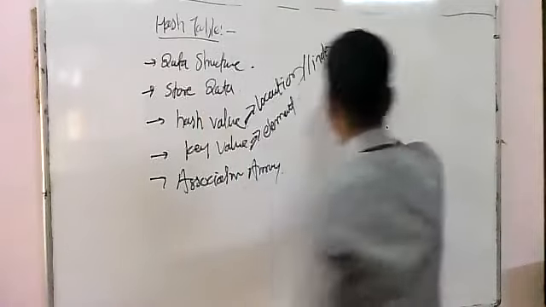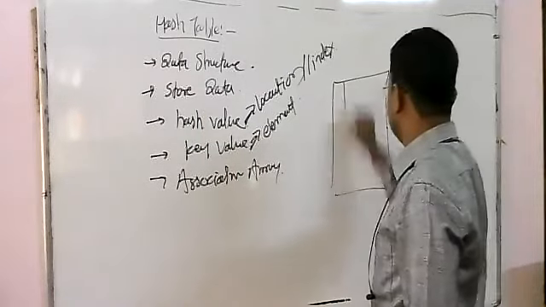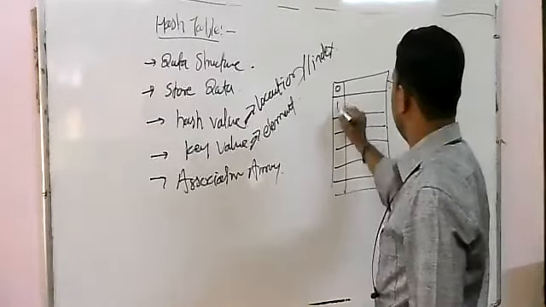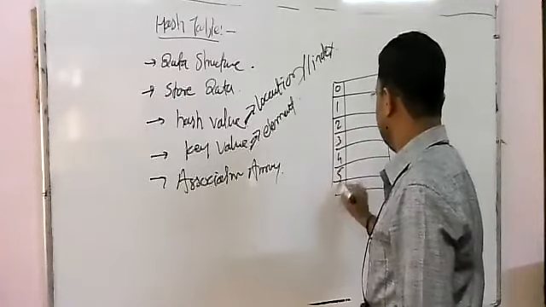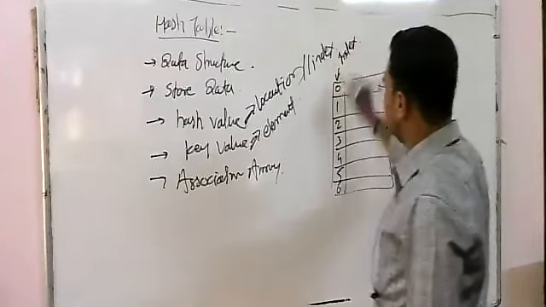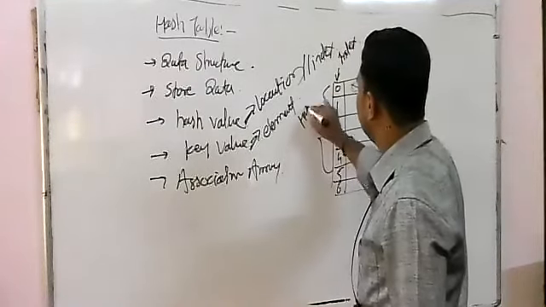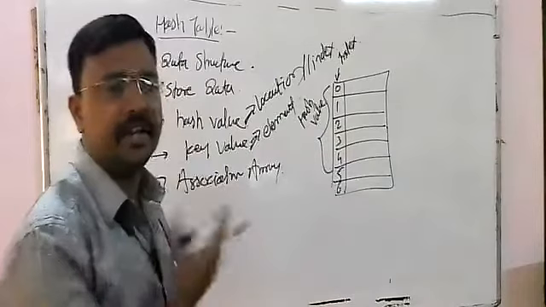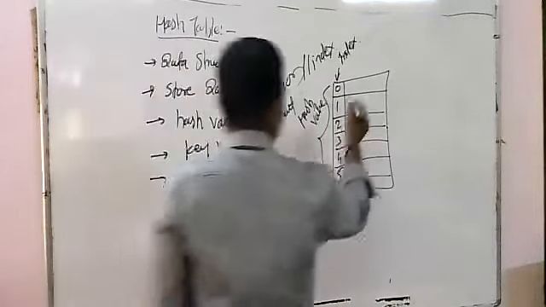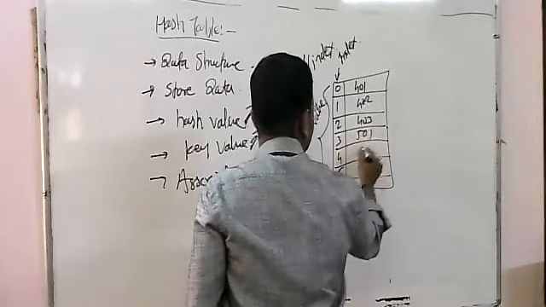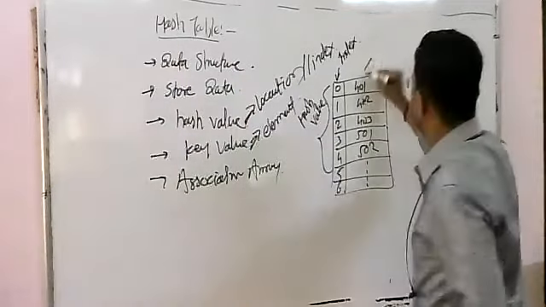See how it looks. Your hash table looks like this. Here 0, 1, 2, 3, 4, 5, 6. These are the index values. This is nothing but the index, or it is also called a hash value. And for this index value or hash value, you are going to store the element, like this. So, these are the key values.